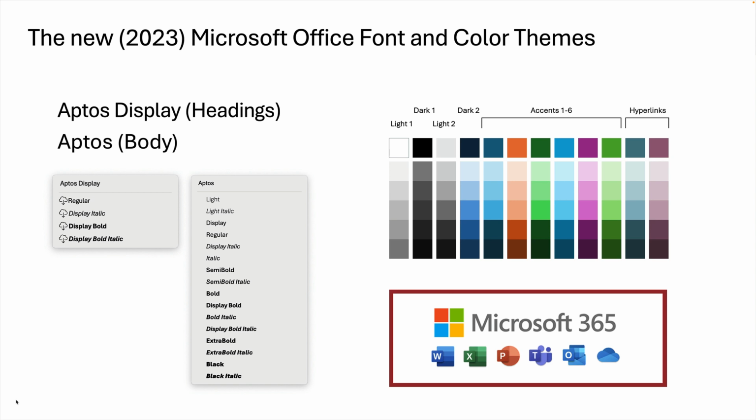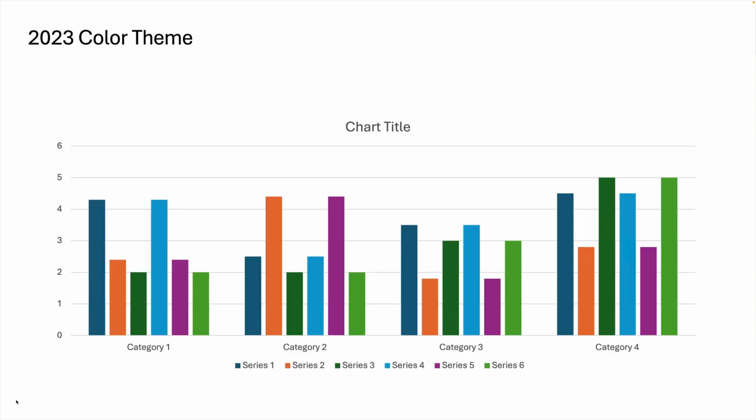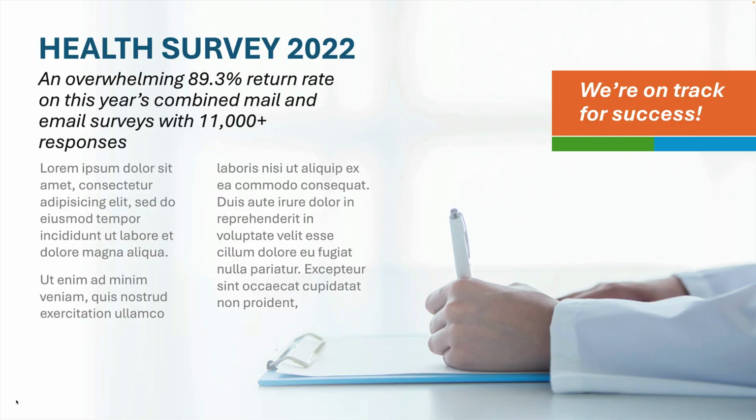So there's some good things, some bad things about it. If we look at a standard chart, this is how a lot of charts are going to start to look when people are not using custom themes or custom color palettes. But again, this is the default. If you just do File, New, this is what you're going to get. This is the way a standard slide looks.